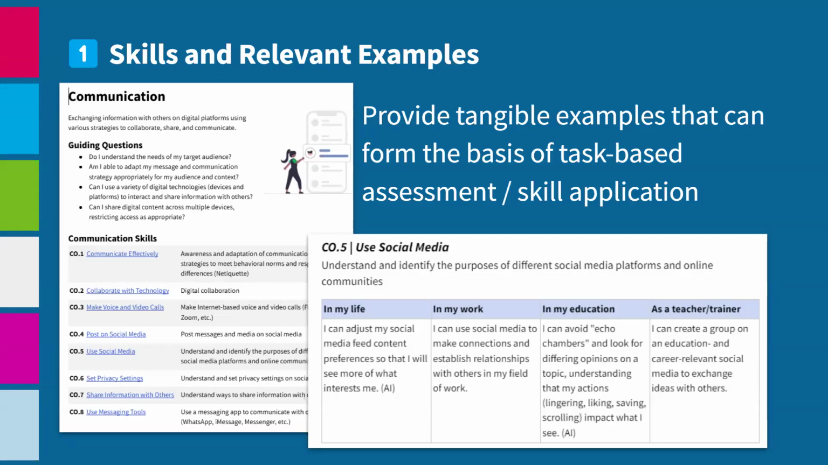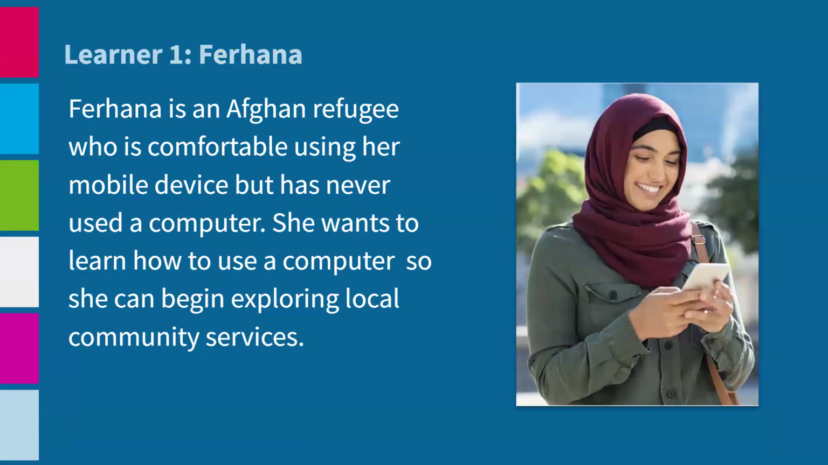So as I pointed out, in the toolkit, and on the print version as well, we have those I can statements, but it's just more navigable online. We have these I can in life and work and education and as a teacher and trainer. Now, these aren't the only things that one might want to or need to do with that skill, but they're just tangible examples to make more sense of it. So we're going to walk through 3 learners, and I want you to just pick a learner that you're going to sort of follow on this journey going through Bridges.